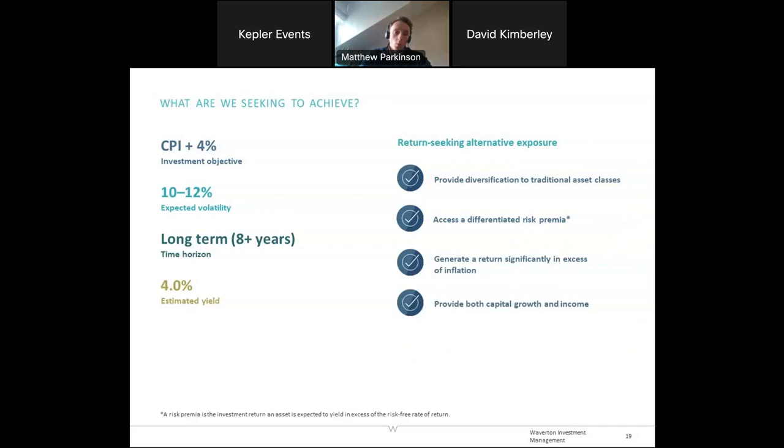So what do we really think we can achieve from this real asset allocation? We actually believe real assets over the longer term can achieve a CPI plus four type return. So almost an equity-like return, but on two thirds the volatility of equity. We're really targeting a 10 to 12% volatility range versus equities at around 15 to 16%. But we expect to achieve this return profile across the cycle.